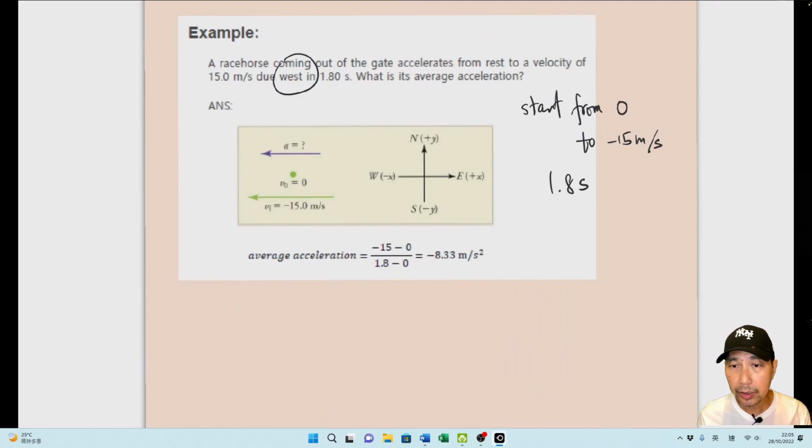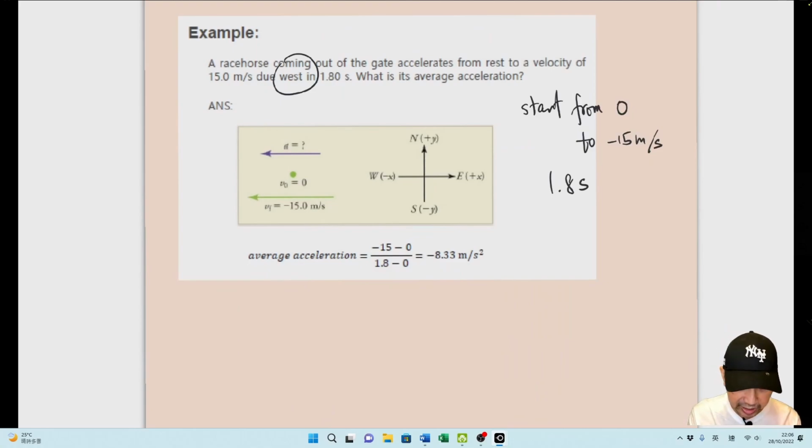The question requires us to find the average acceleration. The formula for average acceleration is the change of velocity over time. The change of velocity: the new one is negative 15, the old one is 0, so negative 15 minus 0, and the time used is 1.8, so the answer is negative 8.33. The unit is meters per second squared.